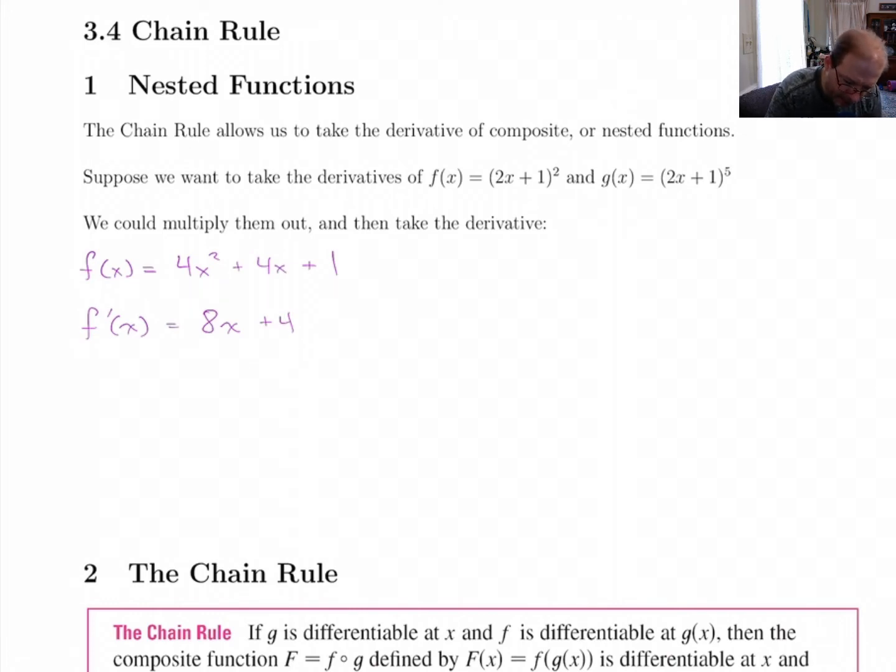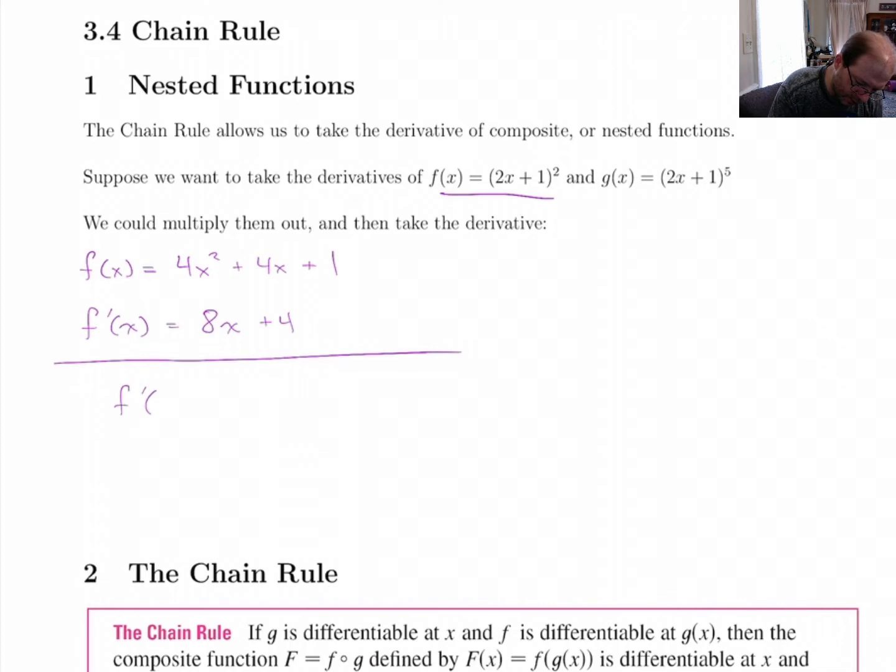Now, g of x, we could do the same thing here, but raising 2x plus 1 to the fifth is going to be a pain. I mean, it's not impossible, but it's more work than I want to do and probably more work than you want to do. So it turns out there's an easy way to do this. Let's do this one first.